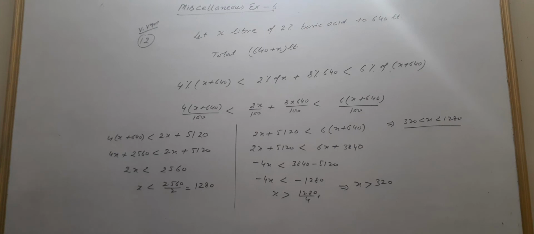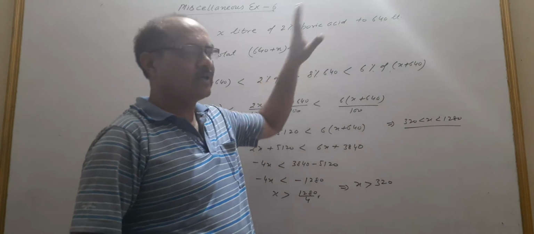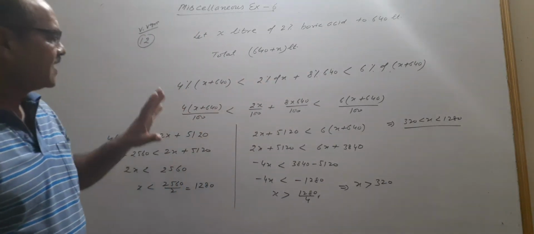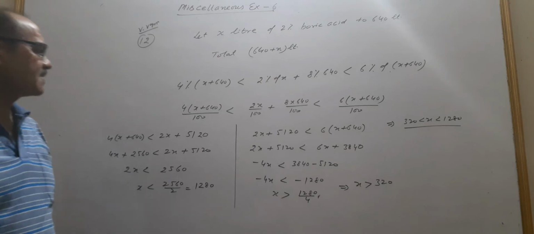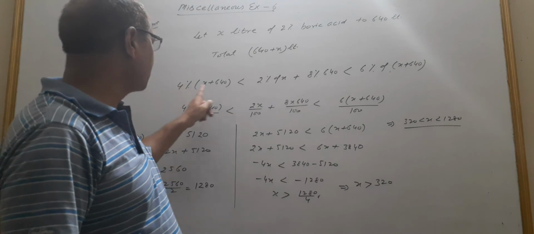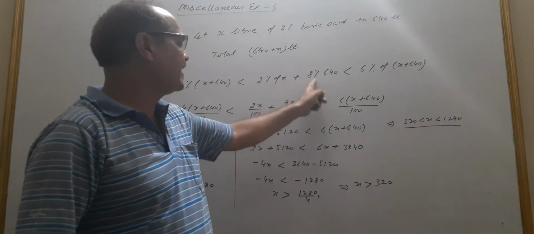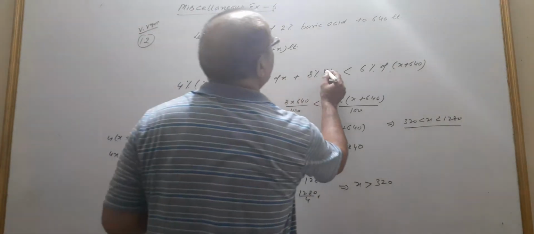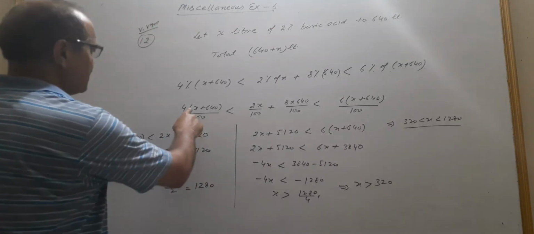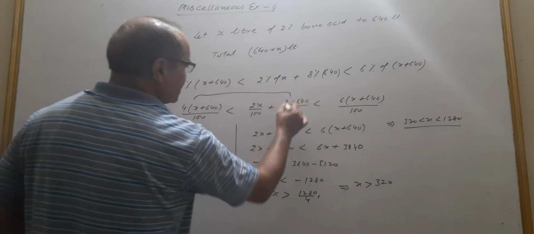We have to add between 320 liters to 1280 liters. See, once again I am telling you that x liters of 2% boric acid is to be added. You read the statement, the total mixture becomes 640 plus x. Now it lies between 4% to 6%, therefore 4% of this mixture, 6% of this mixture, and 2% of x is to be added to 8% of 640 liters of the boric acid solution. Now 100 and 100 cancel, and we divide it into two inequalities, number one is this and another is this.